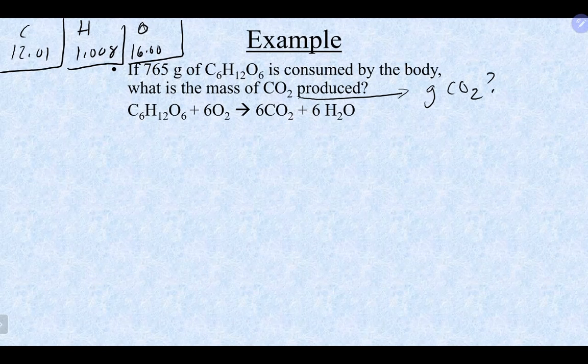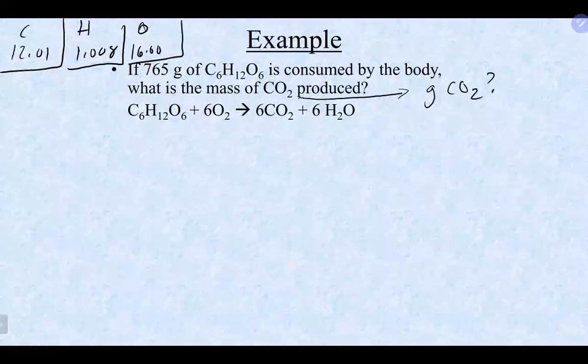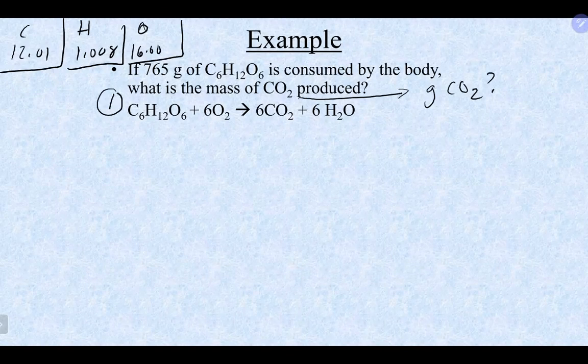Okay, let's take a look. So once again, going to follow our 4 steps. First step is balanced equation. In this case, it is already balanced for us, which is good. Second step is to take whatever they gave us and convert into moles, which in this case we were given C6H12O6. So we definitely need to do that.